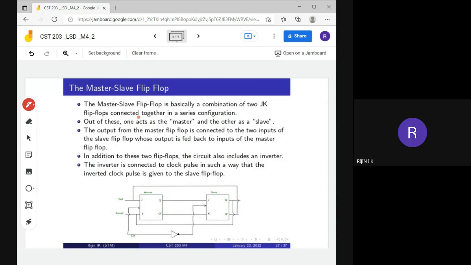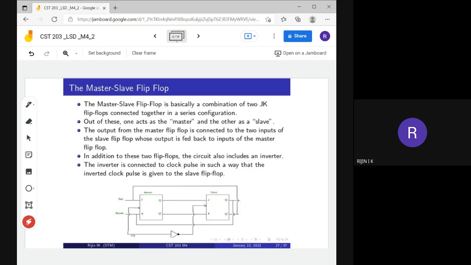The master slave flip flop is a combination of 2 JK flip flops connected together in a series configuration. In that, one flip-flop will act as a master and the next flip-flop will act as a slave. And how are these flip-flops connected? These flip-flops are connected together in a series configuration.